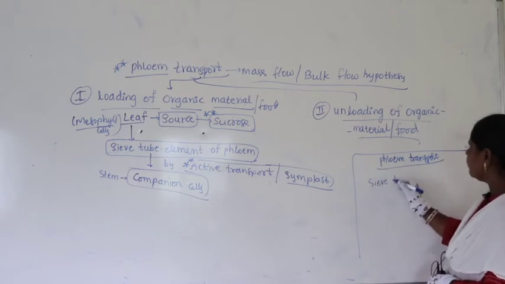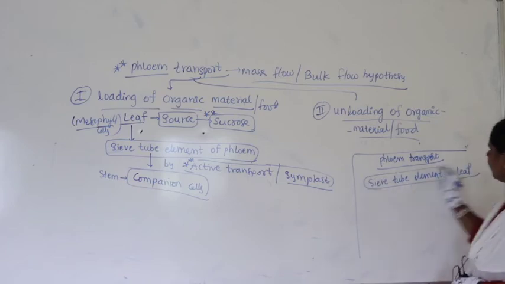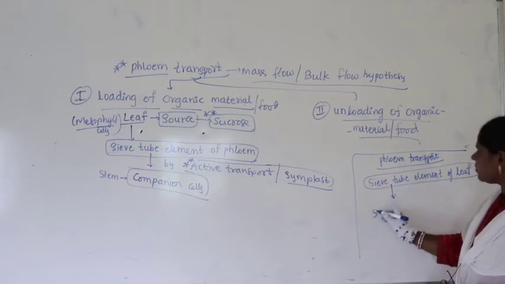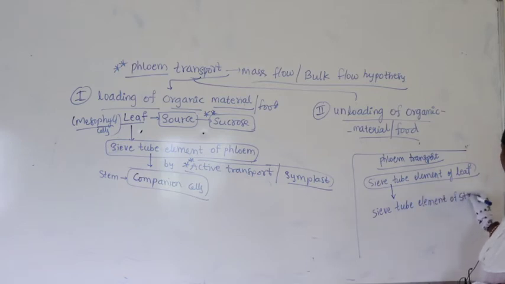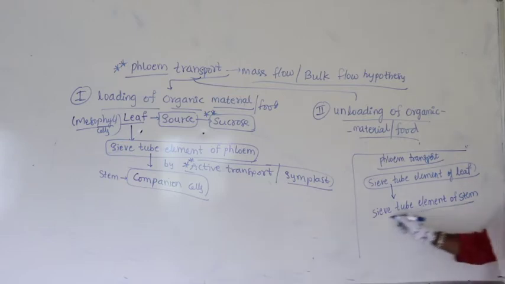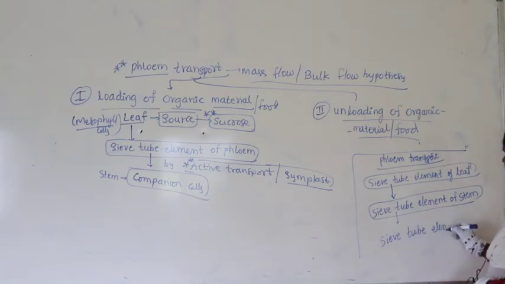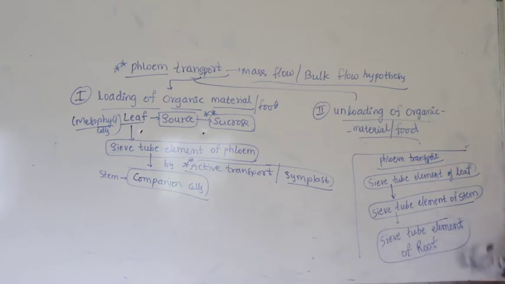We say sieve tube element of leaf. From where to where are we discussing? It begins with the sieve tube element of leaf to the sieve tube element of stem. Entering into the sieve tube element of the stem. From there it enters into the sieve tube element of root. What are the three parts we are discussing here? Leaf is the one acting as a source here, and root is the one acting as a sink.